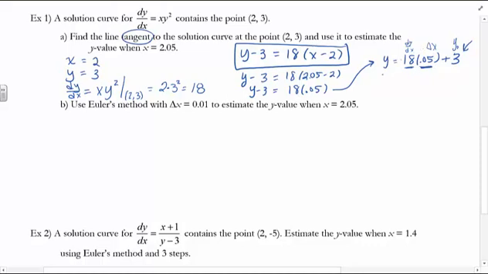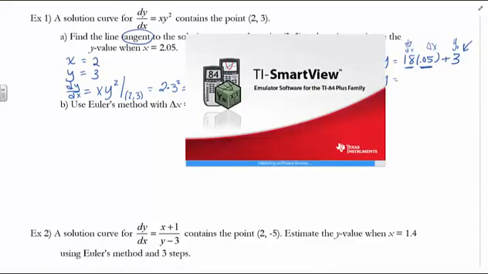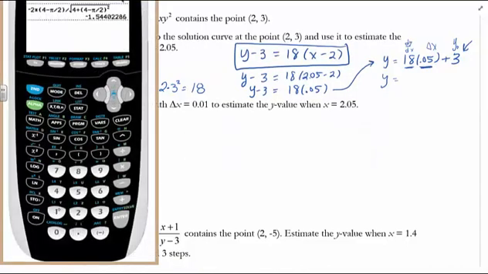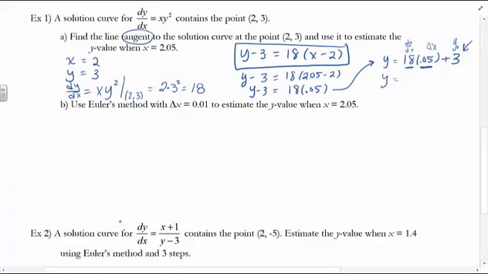All right, so enough of that. So 18 times 0.05 plus 3 gives me 3.9. So the new point is (2.05, 3.9).